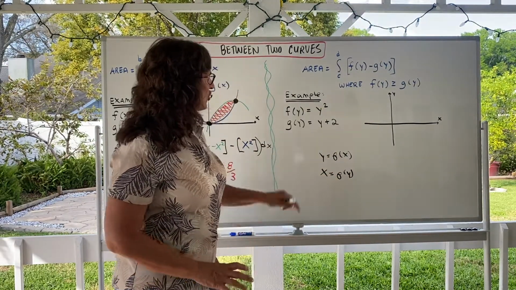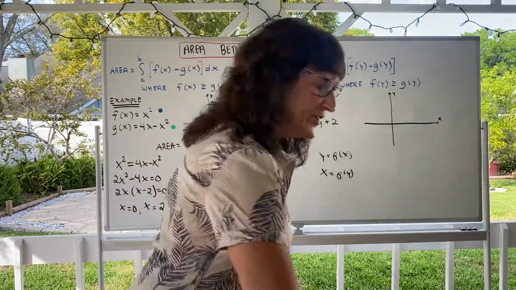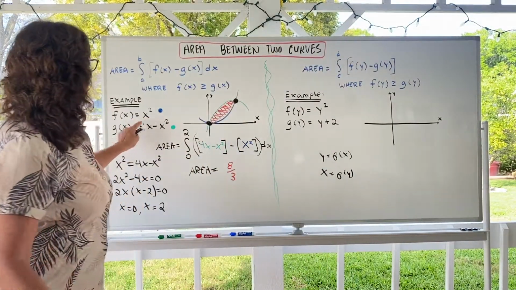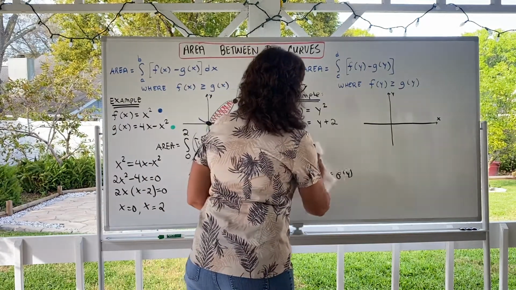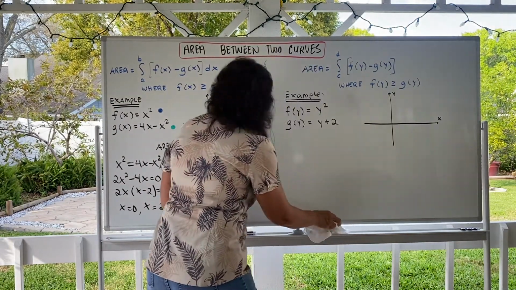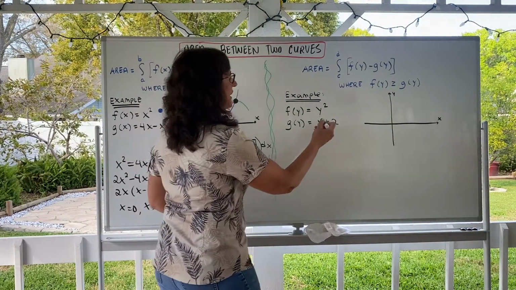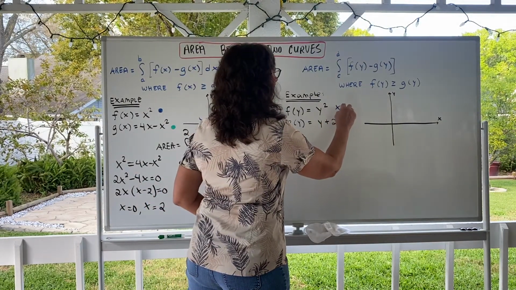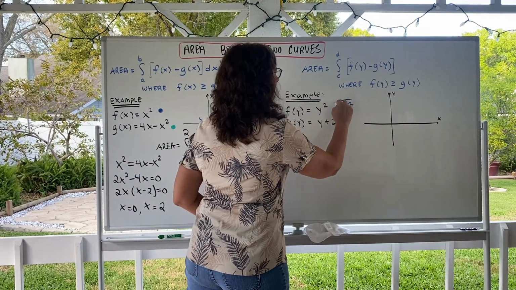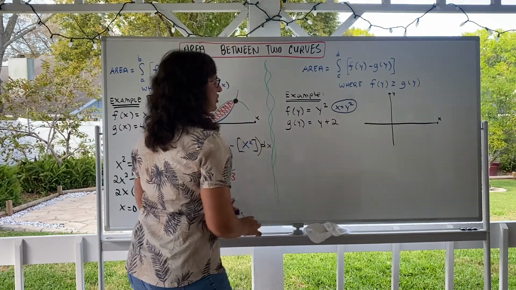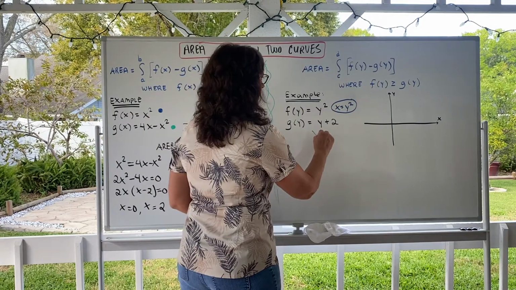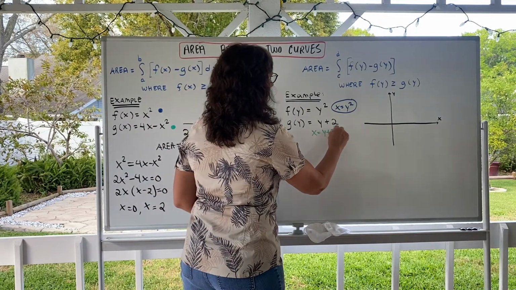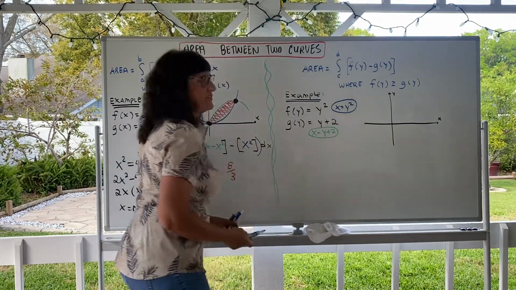So just like you can write this as y equals x squared, over here this would be x equals y squared. So in other words, f of y equals y squared is the same thing as x equals y squared. It's the same thing. This graph down here is the same thing as x equals y plus 2, because you're writing in terms of y.